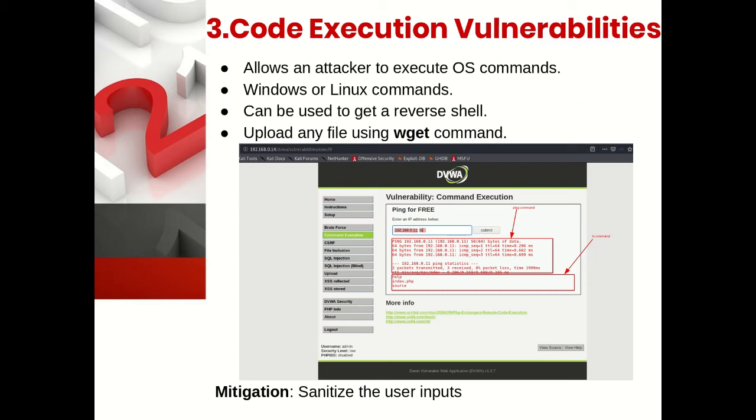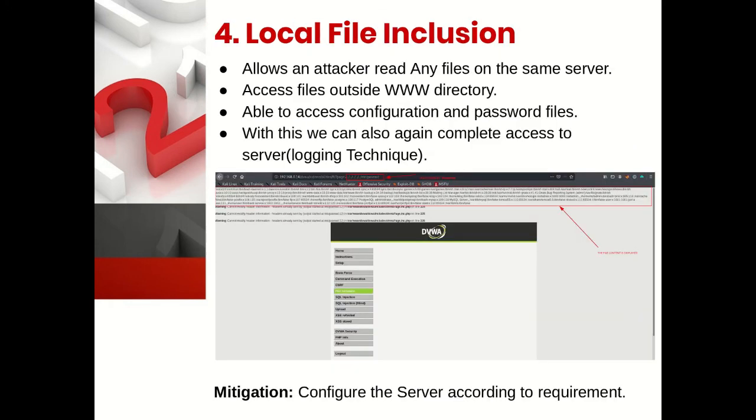So to secure from this attack, we have to sanitize the user inputs. And the next vulnerability is local file inclusion. With the help of this vulnerability, the hacker reads any file on the server, not only in the web directory but also from the root location. So we can access configuration files, password files, personal files, and sensitive files. We can access all of them with the help of this vulnerability.